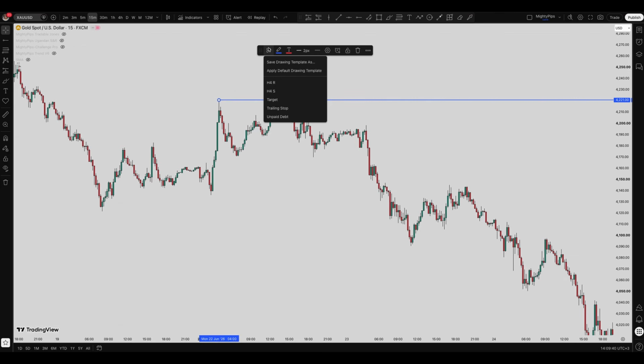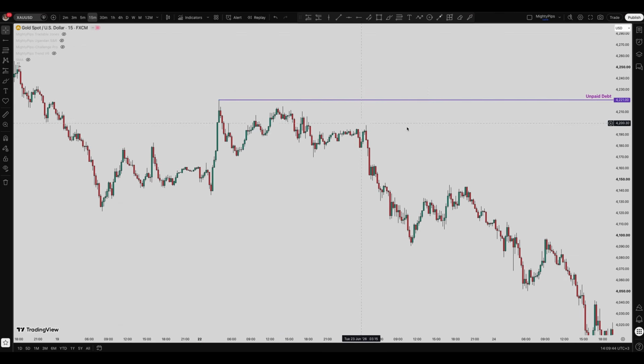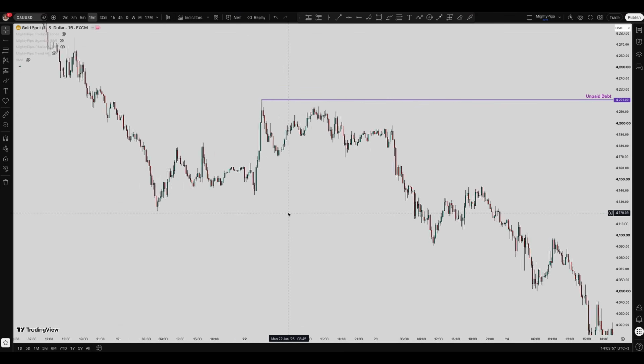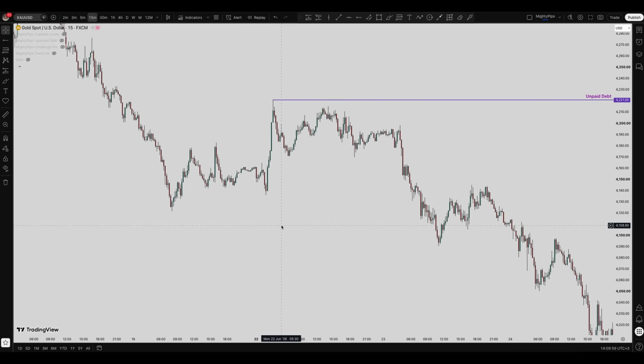You can name it unfulfilled orders, or unpaid debt. The banks usually want to push price back there to fulfill some of those orders that were not filled while the price moved suddenly down, right? I want you to watch these lines here that I'm drawing.